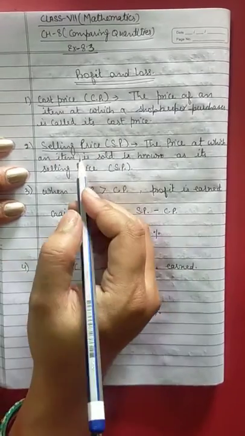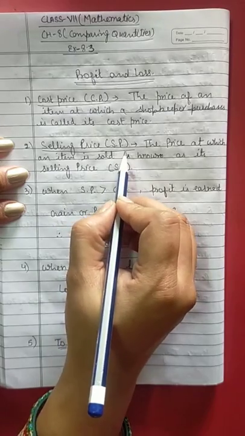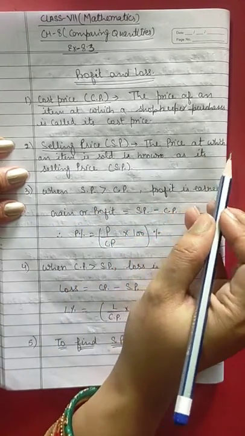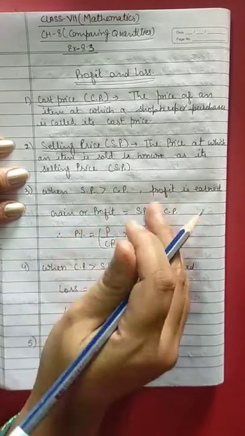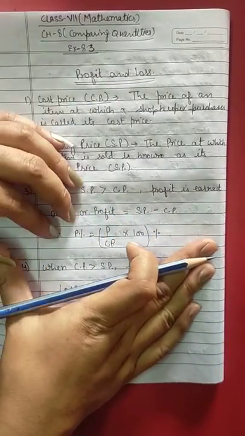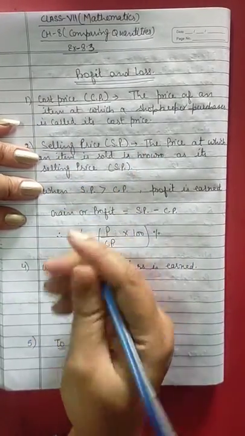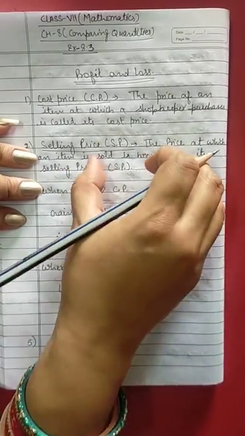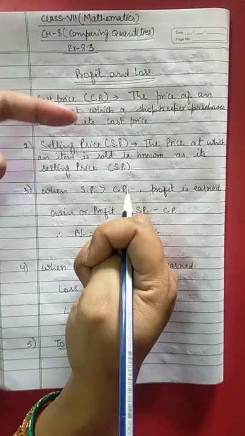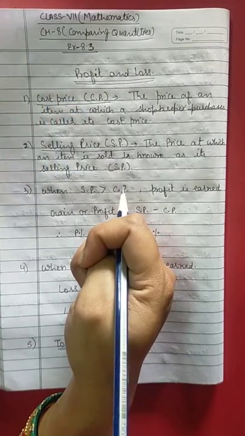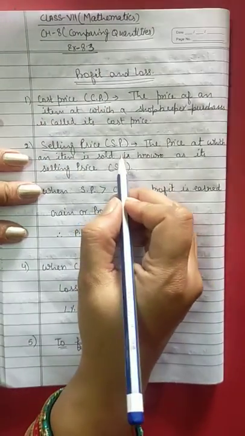Then the selling price. What is selling price? Write selling price as SP. The price at which an item is sold is known as its selling price. Meaning, when you purchase an article from the shopkeeper and he sells it to you, the price at which he sold it to you is known as the selling price.